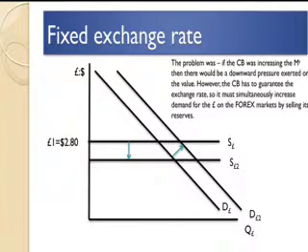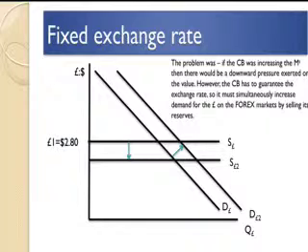Now, here's the problem. If the central bank was engaged in an increase of money supply policy, then there's obviously going to be a downward pressure exerted on the value of the pound. However, the central bank has guaranteed the exchange rate, so it must simultaneously increase demand for the pound on the foreign exchange markets by selling its reserves. Whoa, hang on, let's go over that again.